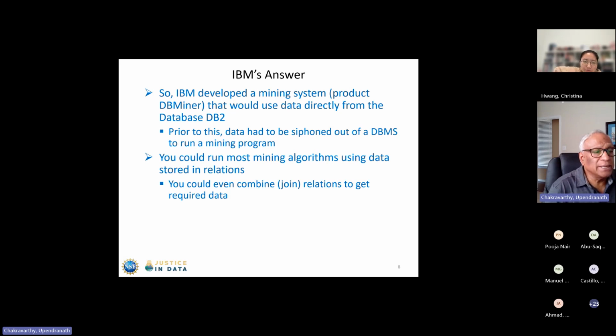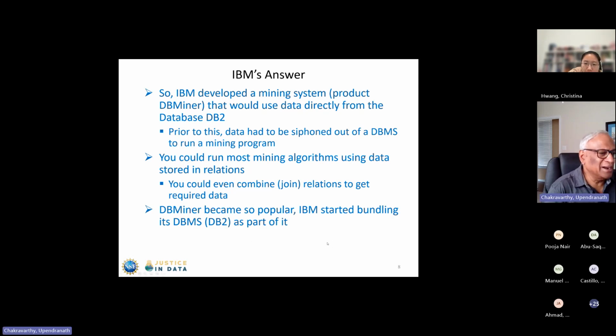So you could run most mining algorithms using data stored in relations using the DB Miner. You could even combine relations to get required data. It is possible that the data in a relational DBMS is stored across different relations. If you want some columns from this relation, some other columns from this relation, and a few columns from a third relation, you could first do a join, which is very easy to do, and then run the mining algorithm on that.